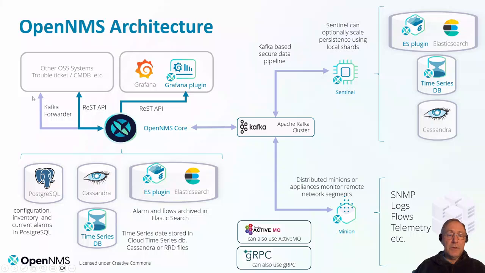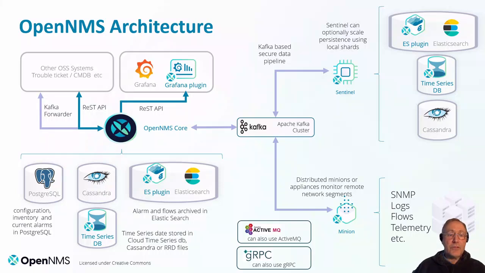Other APIs are available. We can forward alarms and events through the Kafka forwarder, and we can also forward performance data as it's collected through the Kafka forwarder to other systems. So if you have a data lake of some sort that you want to store that data in, we can forward that out of OpenNMS on the Kafka bus.